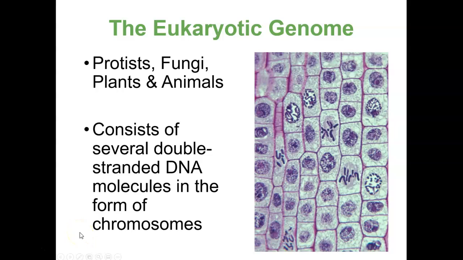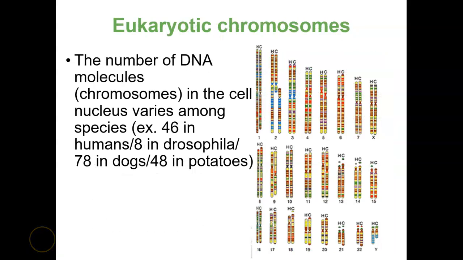Now the eukaryotic genome, so remember the eukaryotes are the protists, which are mostly single-celled organisms, the fungi, plants, and the animals. They all have a much more complicated genome or set of DNA. This consists of several, depending on the species, double-stranded DNA molecules in the form of chromosomes. And we know that, for example, the human has a total of 46 chromosomes in the genome, 23 pairs. But this number will be different for each species.